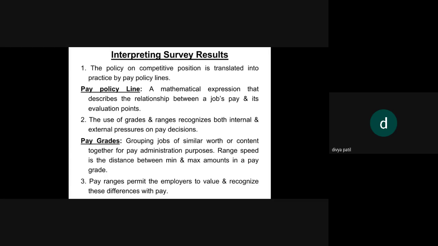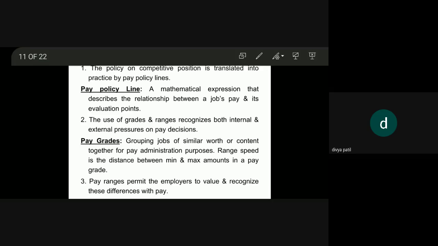What we have discussed, like pay policy lines. A pay policy line is an expression, in the form of certain numbers, that you use while describing what type of relationship any job pay has with the evaluation points. These two things have to be considered here: the jobs which are going to be paid, and the relationship between a job's pay and its evaluation points. So these are certain criteria you are going to match with the job.